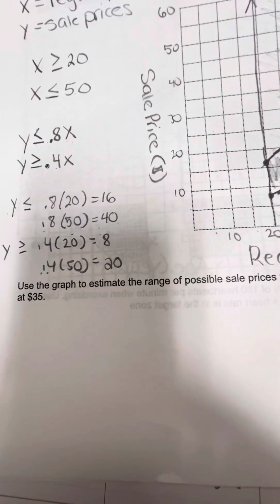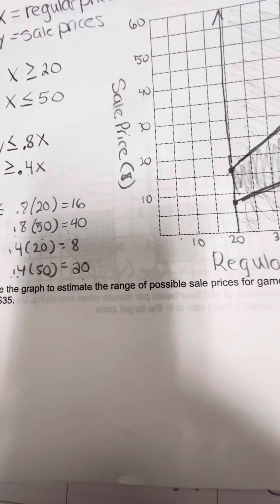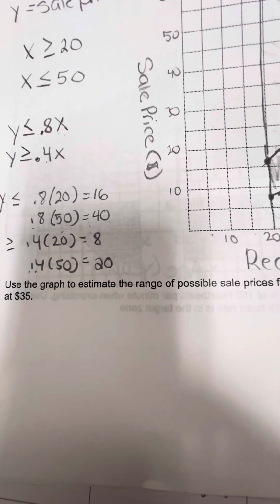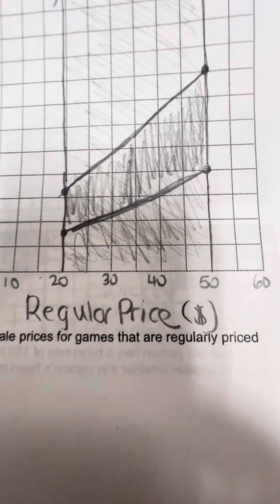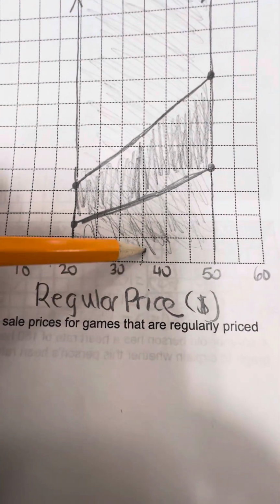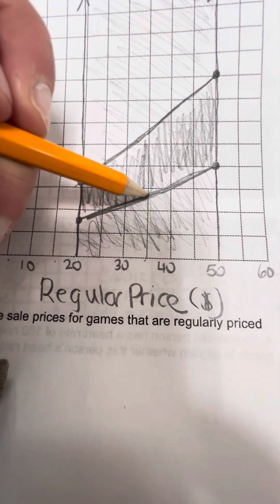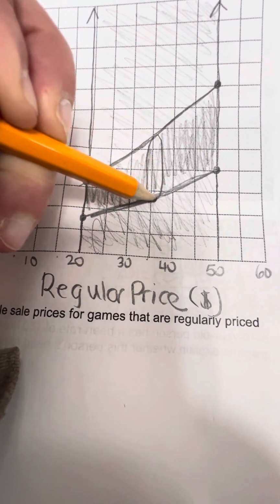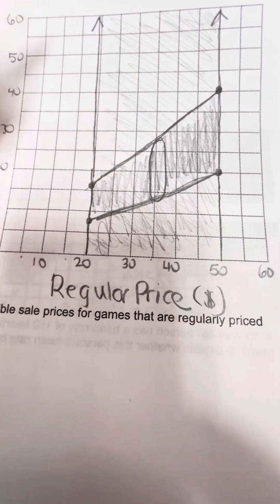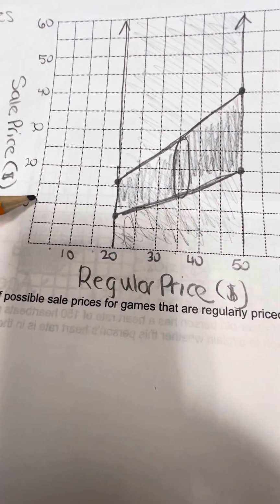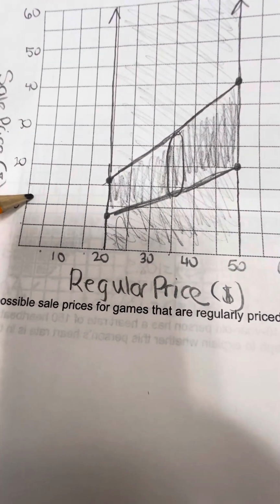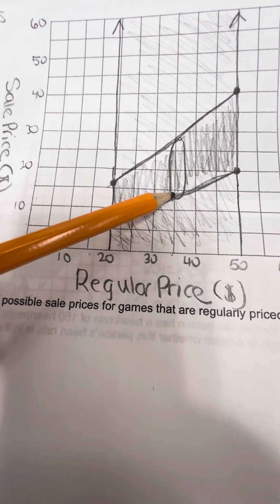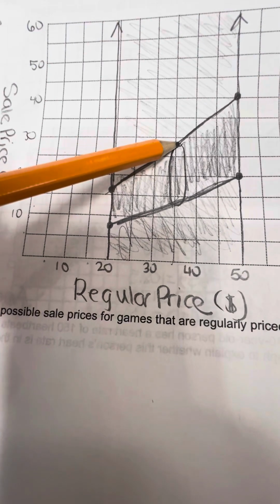Now, the question that's being asked is: use the graph to estimate the range of possible sale prices for games that are regularly priced at $35. So I'm going to go to regular price at $35. I'm going to look, and it's going to be any set of numbers that falls in here. So right here, this is the spot we're looking at. We can't really quite tell, but we can tell definitely a $15 game, and anywhere from here up to about here.